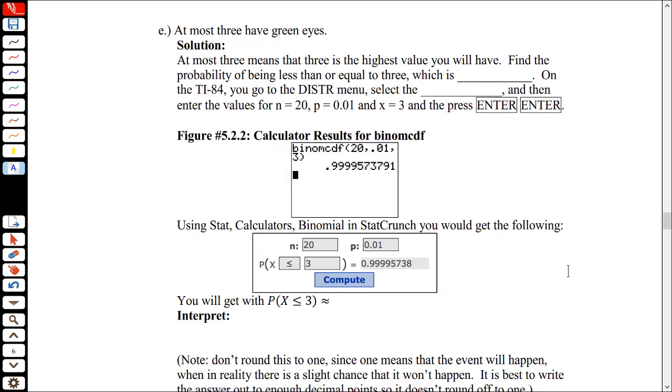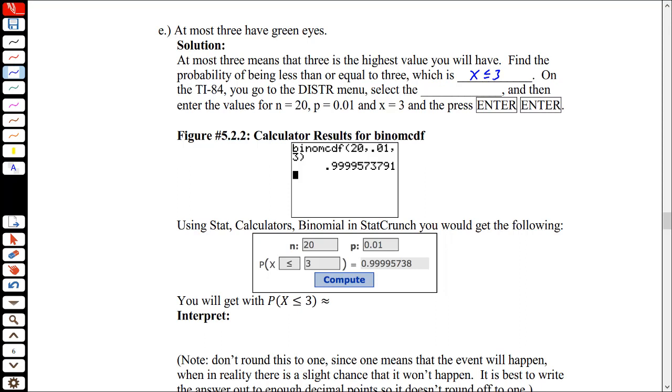Okay, let's look at another question. Let's find the probability that at most 3 of them have green eyes. So at most 3 means that 3 is the highest number of people with green eyes that we'll have. So we could have 0, 1, 2, or 3 people that have green eyes. So writing that as a math statement, we want to find the probability that our random variable x is less than or equal to 3.